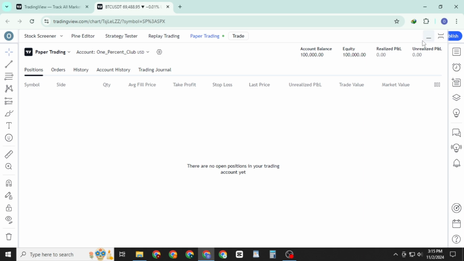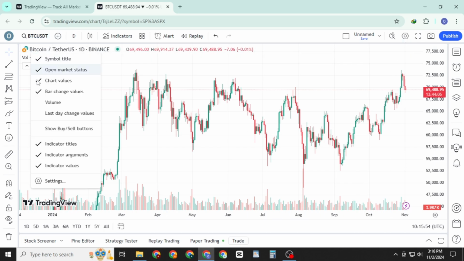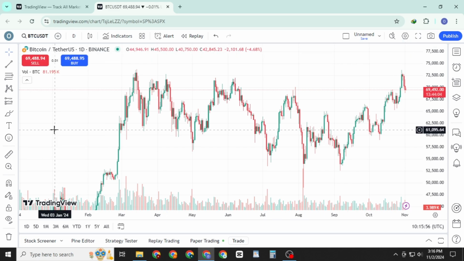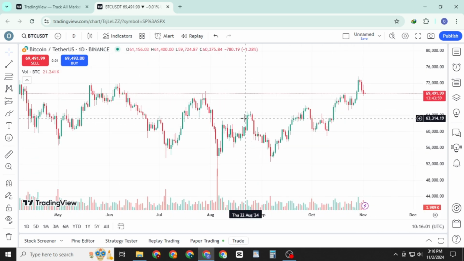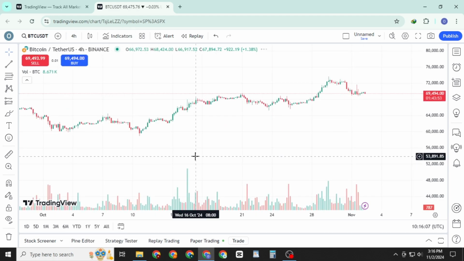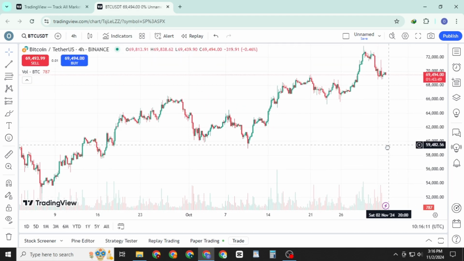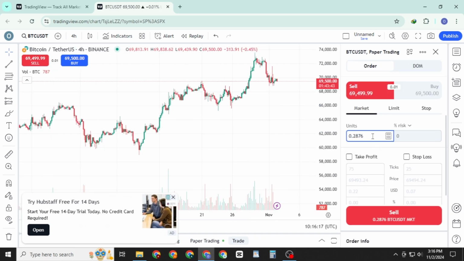Minimize this from here. To do paper trade, right-click here and tap on it to show the Buy Sell button. Do your analysis on whatever coin and time frame you want to use. Once you find your position, like I want to sell BTC, so I will tap here on Sell, and this small pop-up window will open.